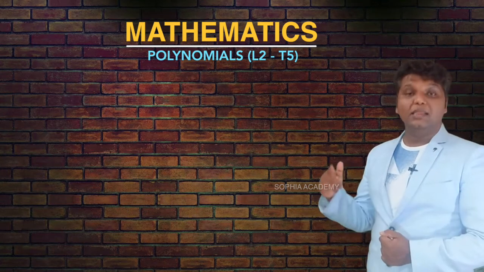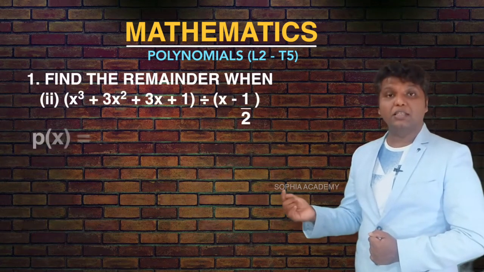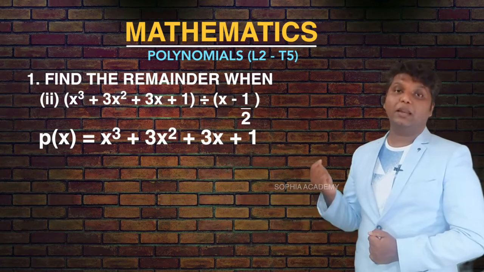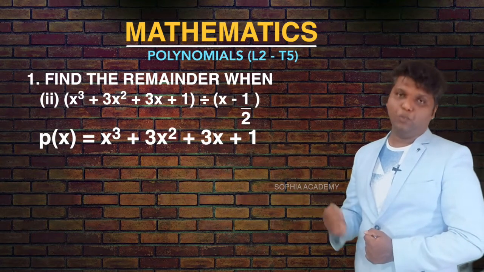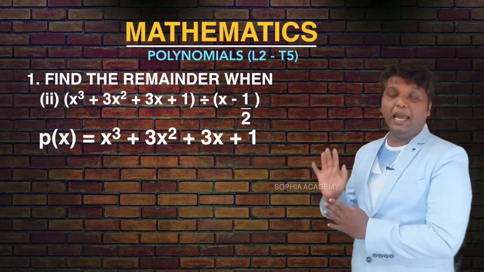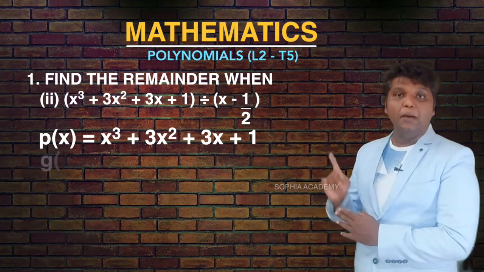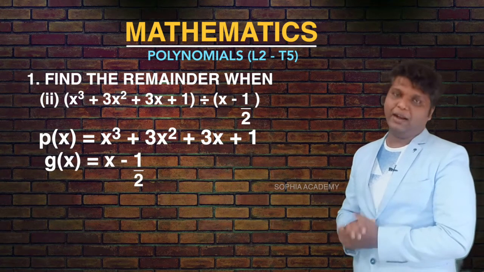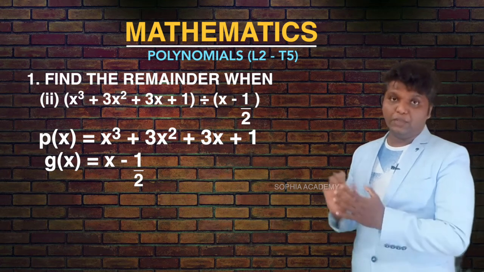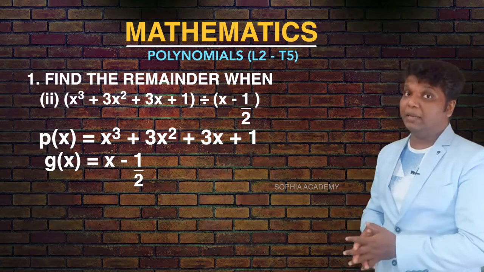Now one more question. Question number 2. The same p of x, that means x cube plus 3x square plus 3x plus 1. The same p of x we are using, and now you have to check whether x minus 1 by 2 is a factor or not. That is what we are going to check, because from that we will get the remainder.